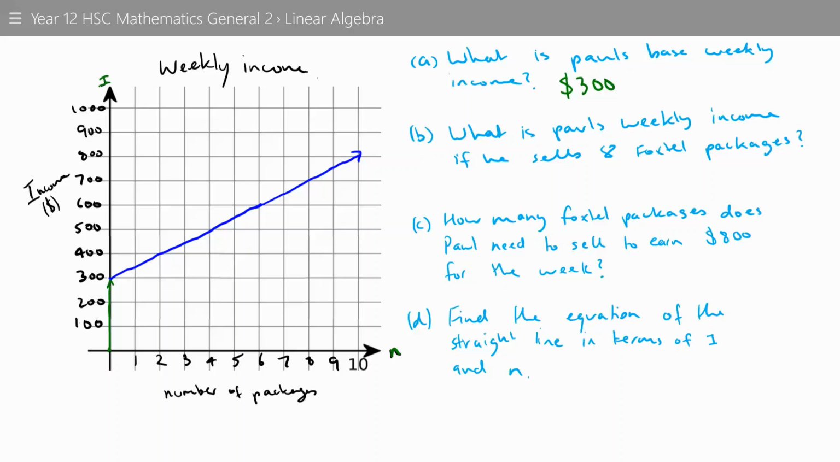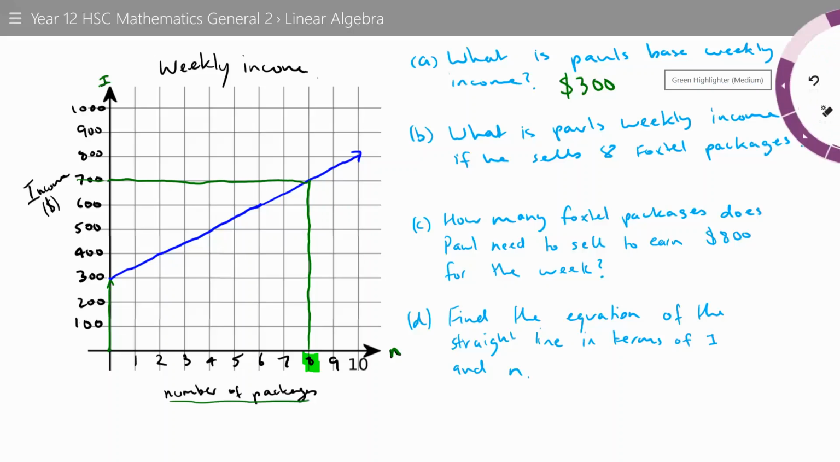Part B. What is Paul's weekly income if he sells 8 Foxtel packages? Well, we know number of packages is on the x-axis, so let's go over here to 8. From 8, get your ruler, or go up. There is already a line drawn there for you. You go up, hits the blue line there. From that point, we go across on that line. There we go. It is at 700. I'll just get the highlighter there. $700. So for 8 Foxtel packages, he gets $700.